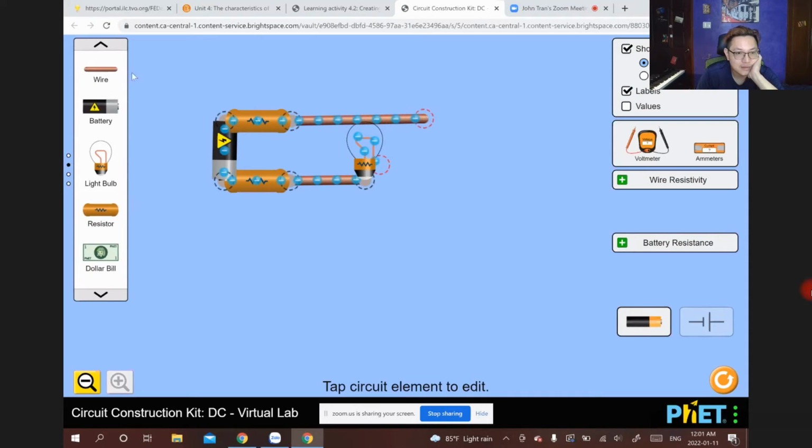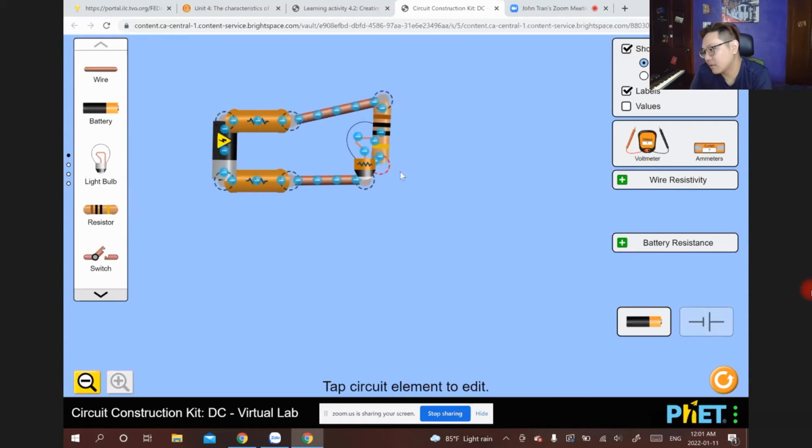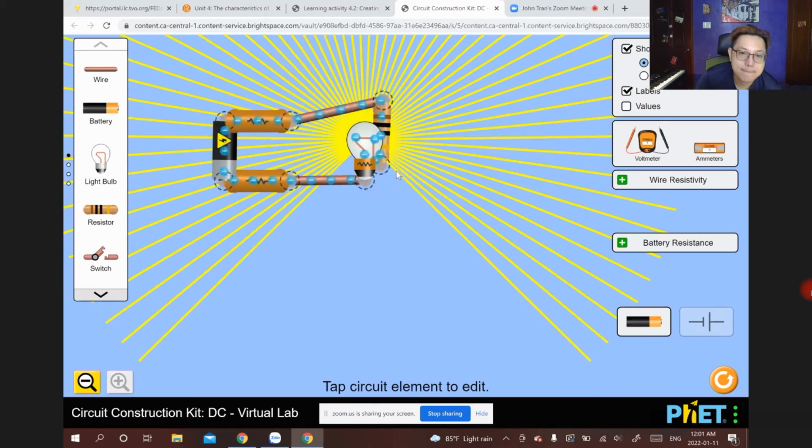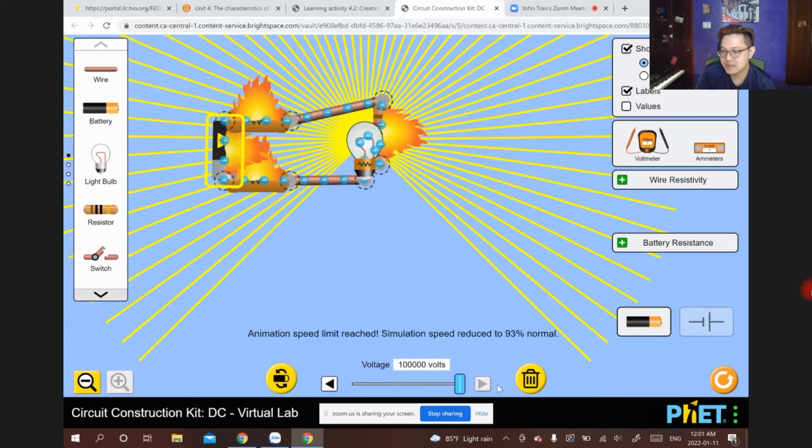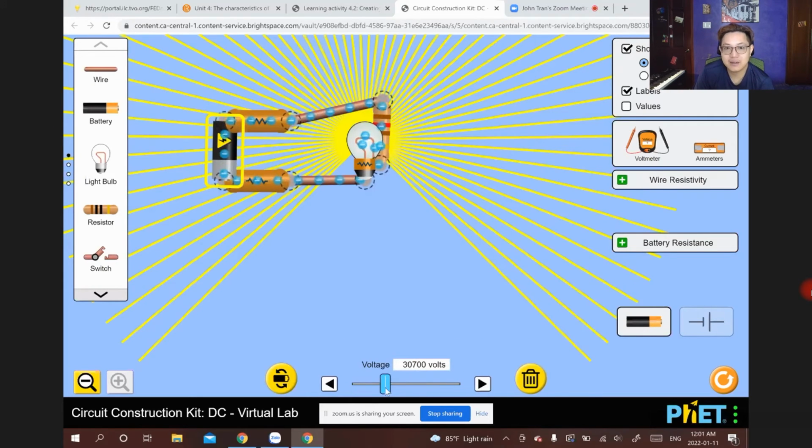Need more wires, I think. If you have more light bulbs, it will probably be dimmer, because you try to have more light bulbs. You will see that the light is a bit dimmer because the bulbs have to share with each other.